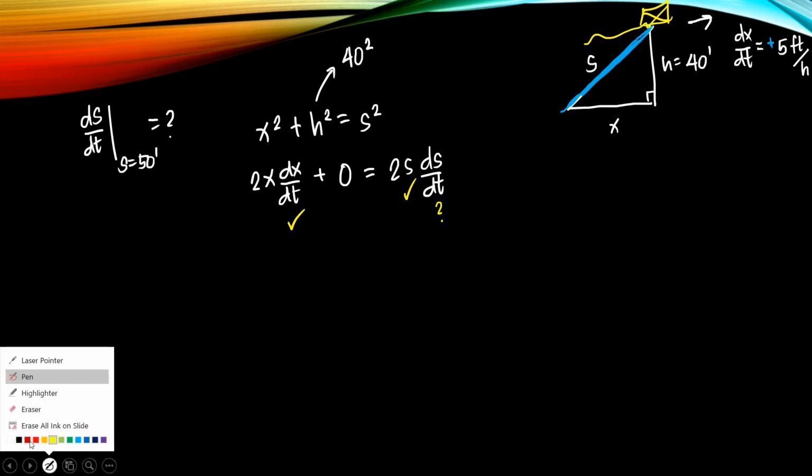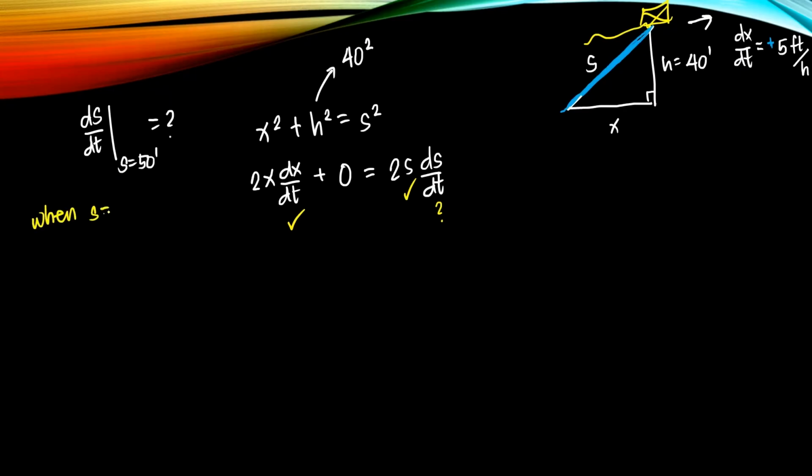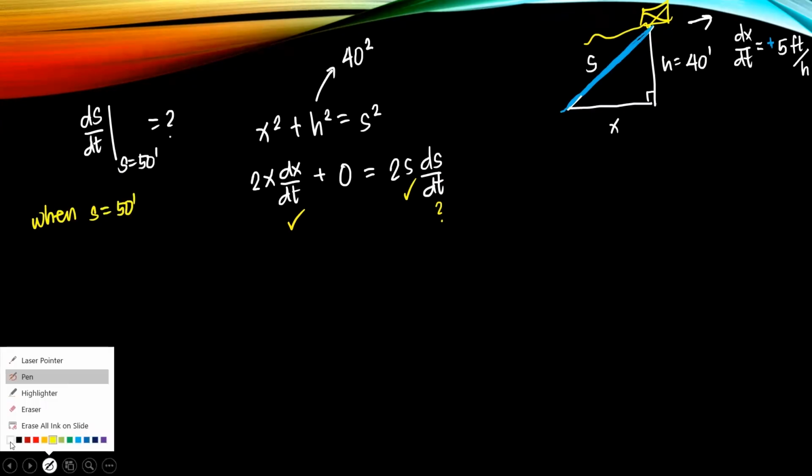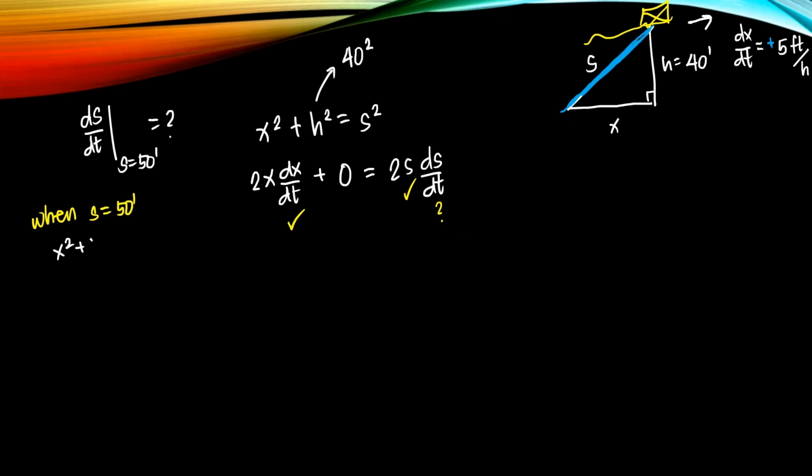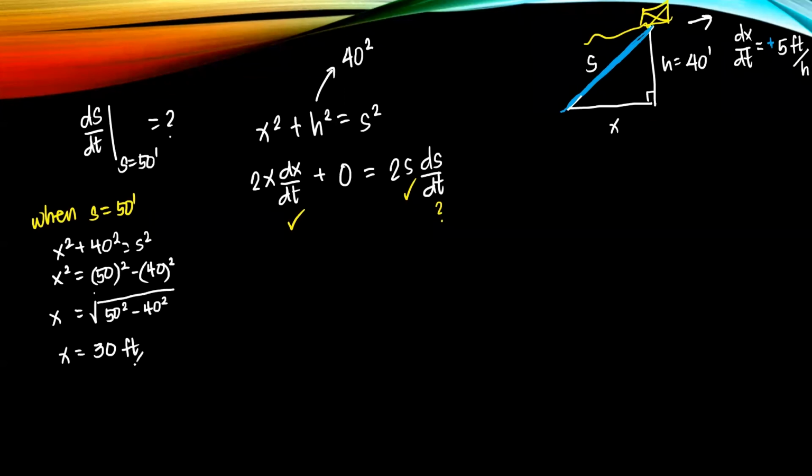So what we can do here is, when S is equal to 50 feet, let's go back to the Pythagorean relationship. X squared plus 40 squared is equal to S squared. So 50 squared minus 40 squared lets you answer X squared. X is the square root of 50 squared minus 40 squared. Therefore, X is actually 30 feet. Therefore, X now is already known.